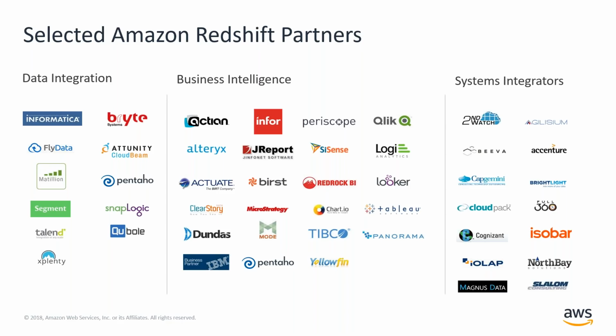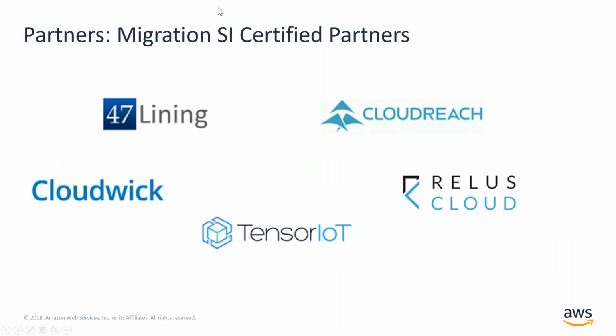And then in terms of help from system integrators, I think one of the strengths of the AWS ecosystem as well as Amazon Redshift is the strength and options to be able to get certified partners that understand AWS and our big data ecosystem for help in terms of consulting to provide specific knowledge. And then beyond just our big data certification, we actually have a migration certification as well. And so, looking at options with 47Lining, CloudReach, CloudWick, Tensor IoT, and Relic Cloud, they really provide that migration certification to help you get started on your journey and take advantage of many of the features that Redshift can provide.